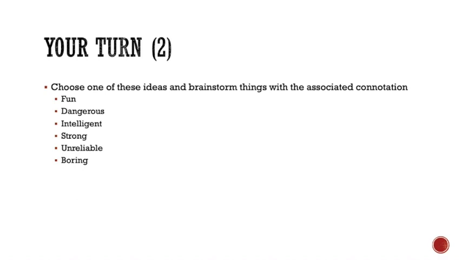Okay, your turn. Choose one of these ideas and brainstorm things with the associated connotation, just like that enthusiastic fellow did on the board before. So choose one of these and brainstorm the things associated with them on the space under number 2 on your supporting document. When you're ready, pause this and start doing it.